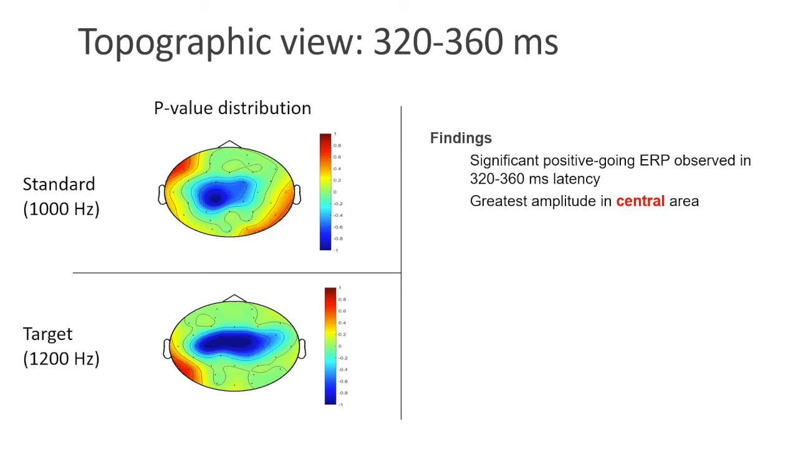The ERP amplitude differences between arousal and sedative state are shown as a p-value distribution of statistical differences. Peak differences can be observed in the central area.